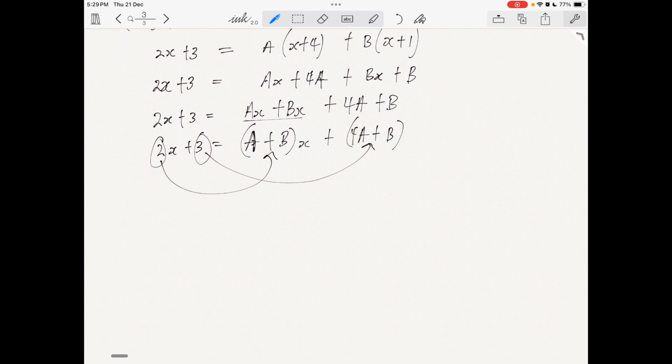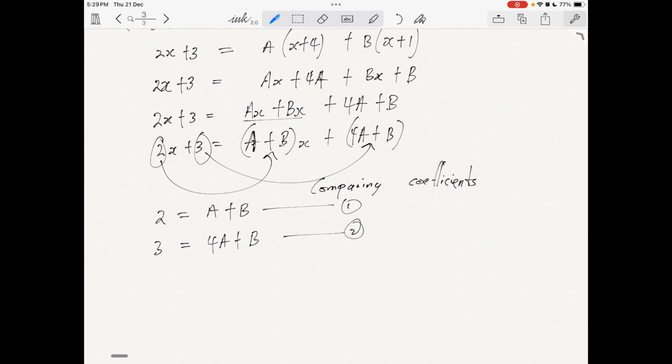So let's compare coefficients. When we compare coefficients, we have 2 is equal to A + B and 3 is equal to 4A + B. So we have this to be equation 1 and this to be equation 2. So with this we will be able to solve: we have two equations and two unknowns, and for simultaneous equations to be complete, the number of unknowns must be equivalent to the number of equations.